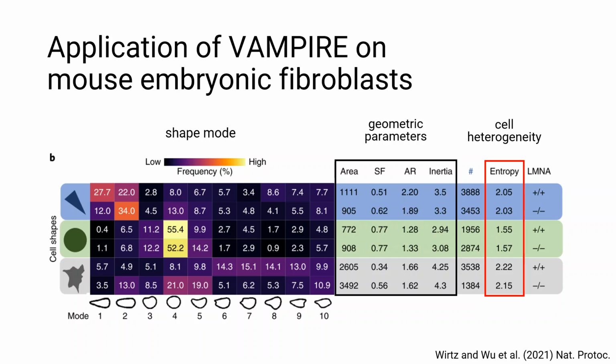The geometric parameters of each population are similar, so it is hard to get information about the shape variability from geometric parameters.